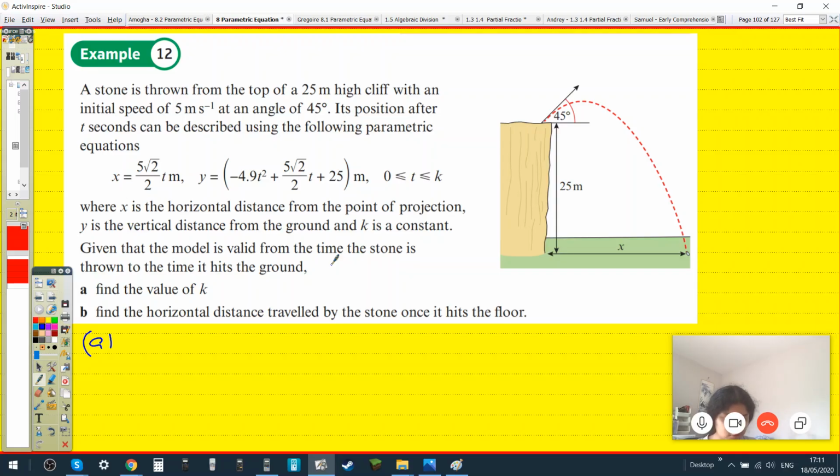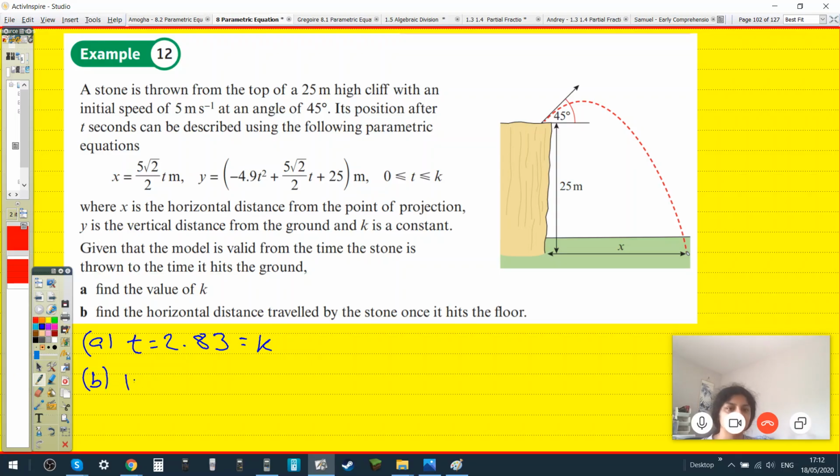T is equal to 2.83. And K also. And that's what k is? Yeah. Okay. I think for the second one, you just substitute 2.83 into the x equation. Go on, try it. Ten meters. 10 meters. Okay.